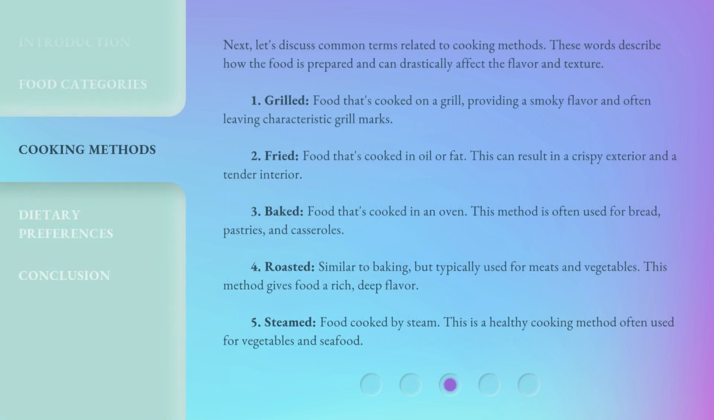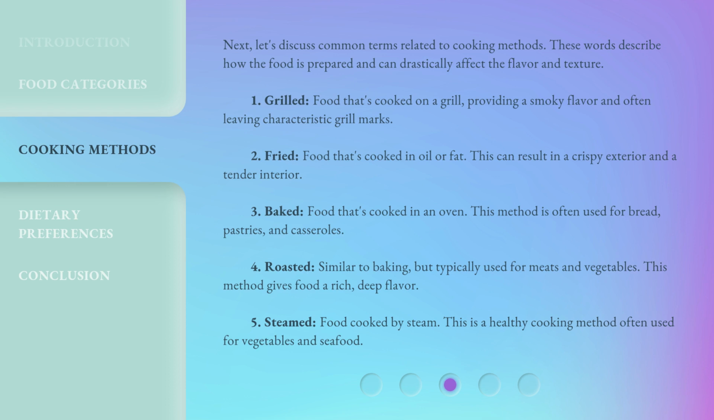Next, let's discuss common terms related to cooking methods. These words describe how the food is prepared and can drastically affect the flavor and texture. 1. Grilled. Food that's cooked on a grill, providing a smoky flavor and often leaving characteristic grill marks.